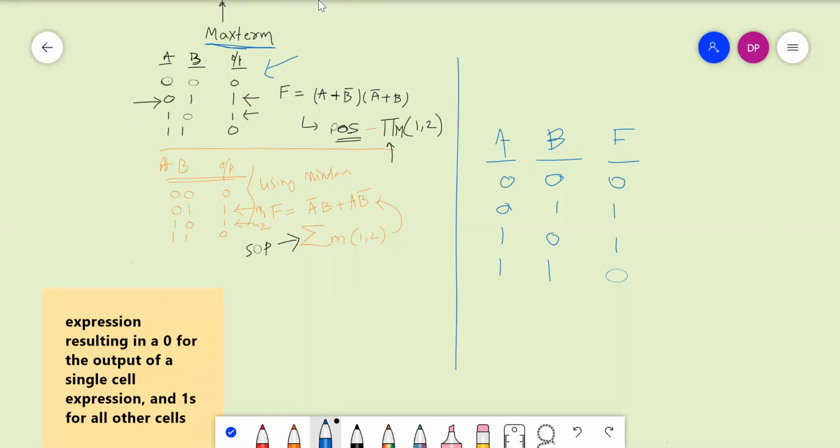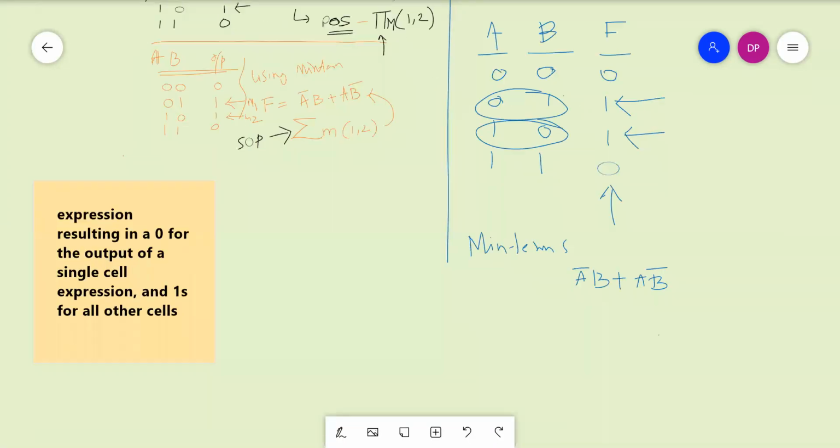Okay, if F is given in this way, min term, how were we writing min terms? A bar B plus A B bar. Okay, for whichever output it is 1, we were finding out those input sets and writing them. So it was A bar B plus A B bar.